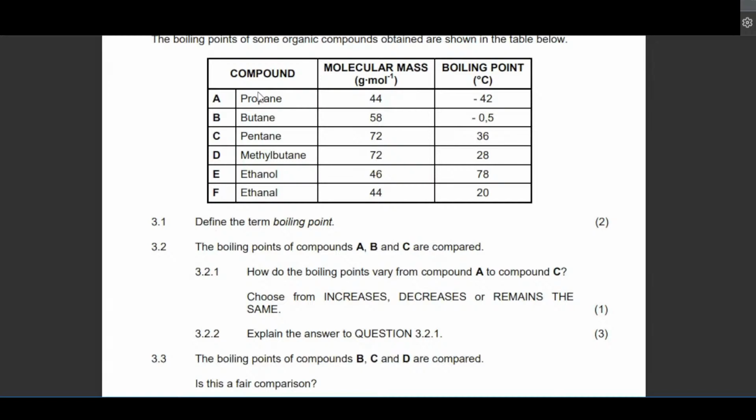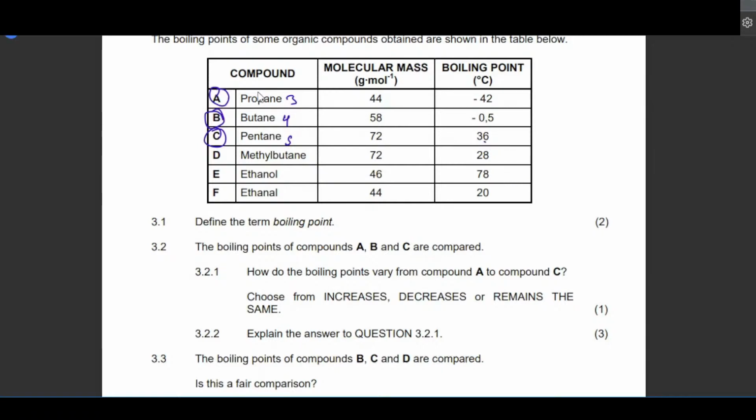Now they're saying A, B, and C. Check. Propane, butane, pentane. 3, 4, 5. Correct. It means that there's a good comparison there. How do the boiling points vary from A to C? How do they vary? A to A, B, C. The boiling point is increasing.